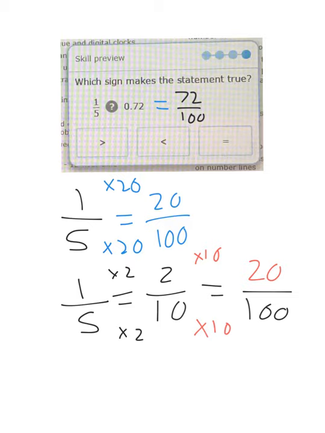That's fine. So up here, we can say 1/5 is equal to 20 hundredths. So now it's easy to compare 20 hundredths with 72 hundredths. Obviously, 72 hundredths is bigger. So we're going to write in the less than sign and say 20 hundredths, or 1/5, is smaller than 72 hundredths. So this guy here.